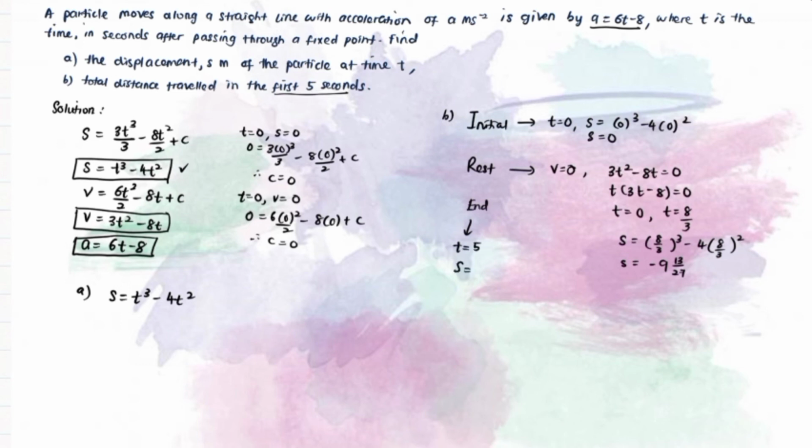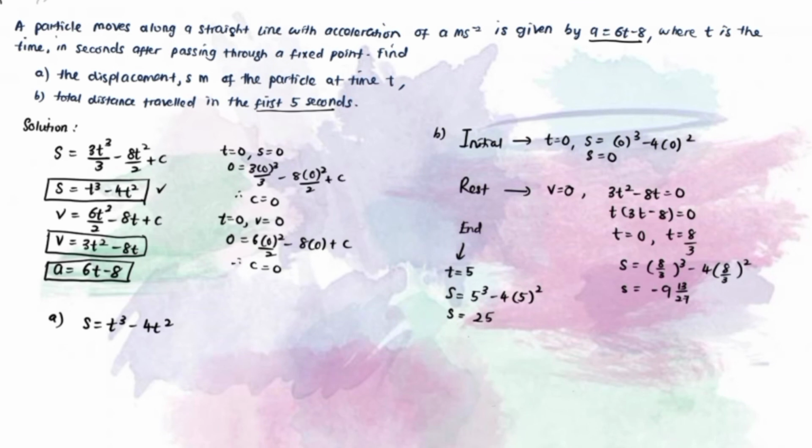when t is equal to 8 over 3. So lastly, t is equal to 5. Substitute t is equal to 5 into the displacement function and you will get S is equal to 25 meter. Hence, the instantaneous displacement when t is equal to 5 is 25 meter. Now we draw a number line to illustrate the movement of the particle. So this is the fixed point. Negative 9 13 over 27. This one is 25 meter.